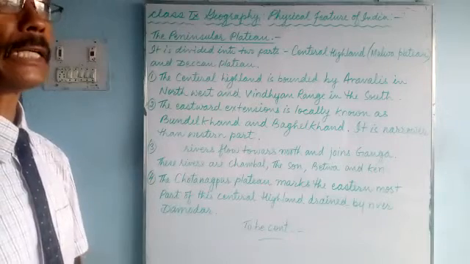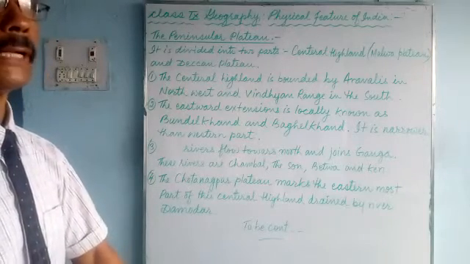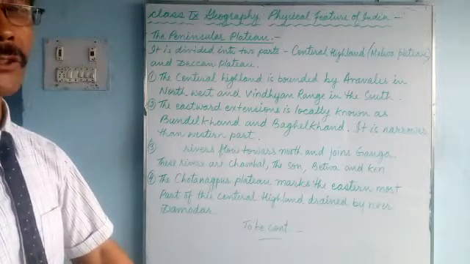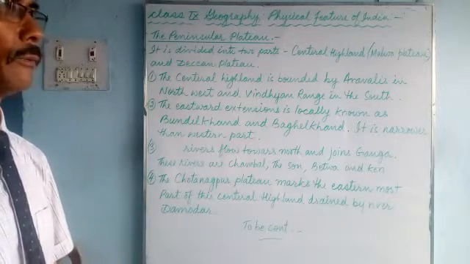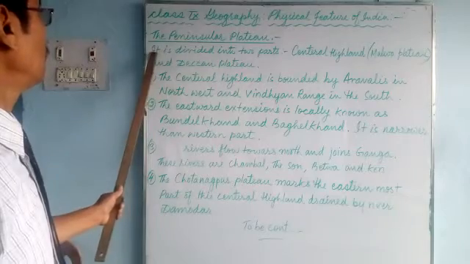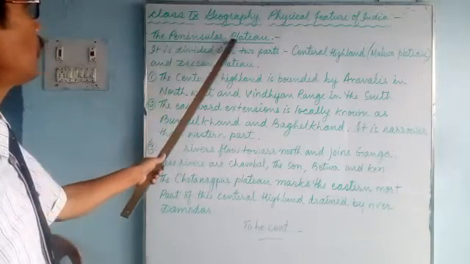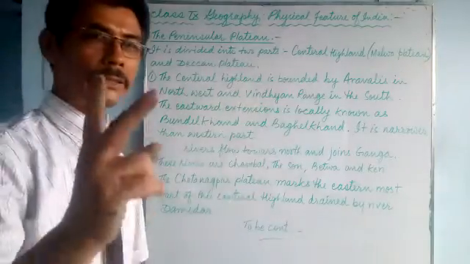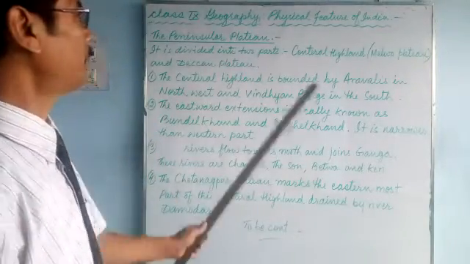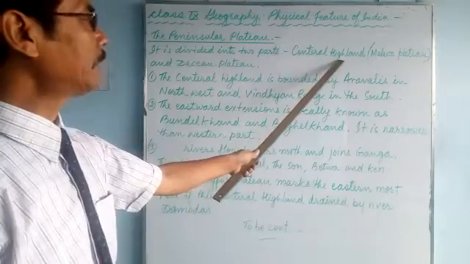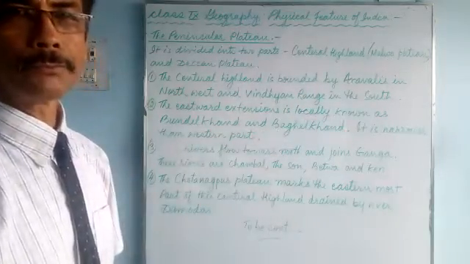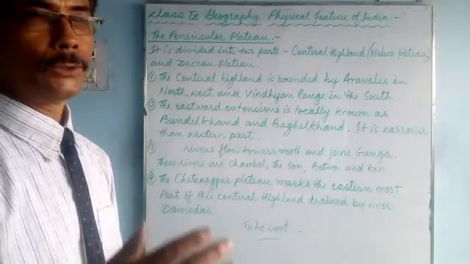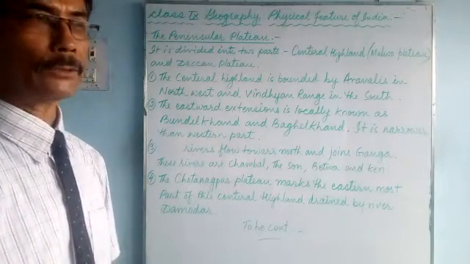Now, we'll talk about the Peninsular Plateau. In our previous class also, we talked a little bit about the Peninsular Plateau, about the Central Highlands, about its boundaries and so on. So, we'll revise a little bit. The Peninsular Plateau is divided into two parts: the Central Highlands, that is called Malwa Plateau, and the Deccan Plateau.